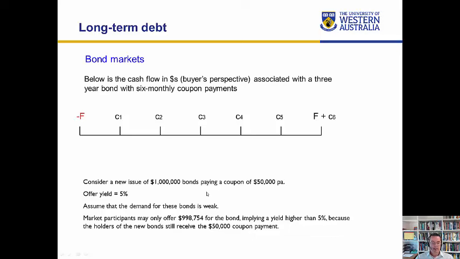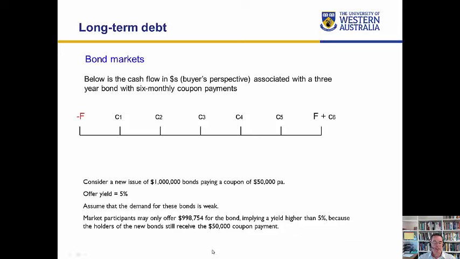However, it is possible that when a $1 million bond goes to market and offers a 5% yield, investors will demand a higher yield. So let's just say that market conditions on the day that these bonds are being sold into the market have actually deteriorated. People are a little bit worried about the bond market for whatever reason, and they demand a higher interest rate than 5%. How do they get this higher interest rate? Because the coupon of $50,000 is already set. This is happening on the day of sale, remember?